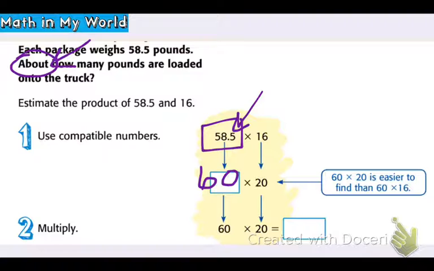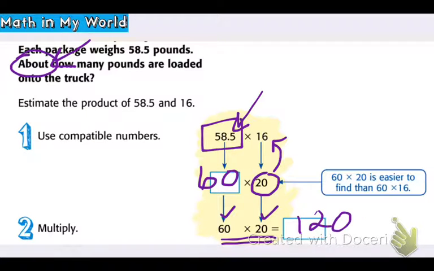Why did I not choose 59? Well, it's really hard to use 59 to do some mental math. Our goal here is to solve in a simpler way. It's close to 60. It's about 60. So I'm going to use that. Same thing here. It's about 20, right? 16 is pretty close to 20, and that allows me to do more mental math. I get to do my trick with the zeros. 6 times 2 is 12. And then I can make it 100 times bigger by adding those 2 zeros.